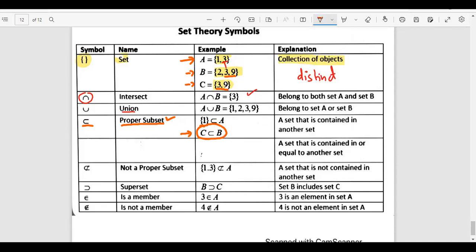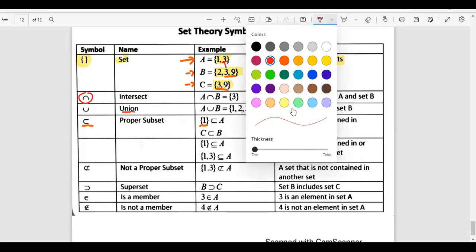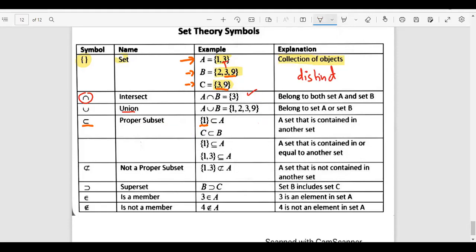Yes. No, ma'am, can you repeat it? Okay, I will repeat it again. No problem. Let me just erase this part as well. We just have subsets for now. So we are focusing on subsets only.